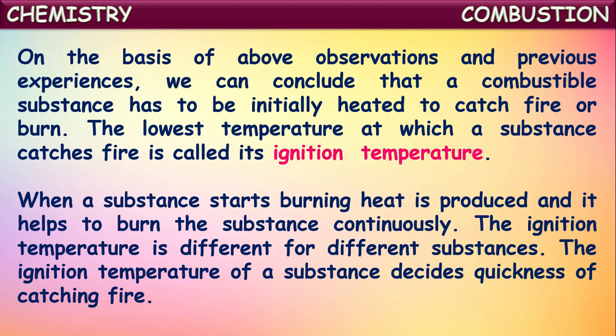Some substances have very low ignition temperature. That means they may catch fire at very low temperatures. For example, CNG and petrol have very low ignition temperature. So they start burning at very low temperatures, they can catch fire easily and they continue to burn. But there are certain substances which have very high ignition temperature. For example, logs of wood.